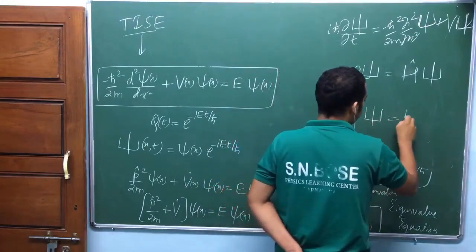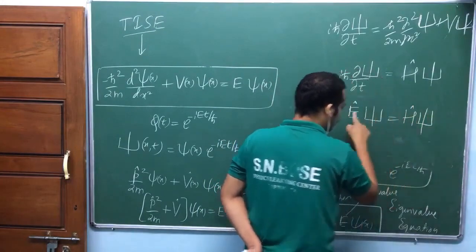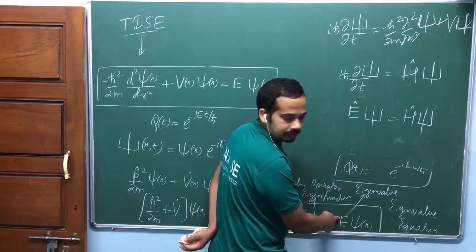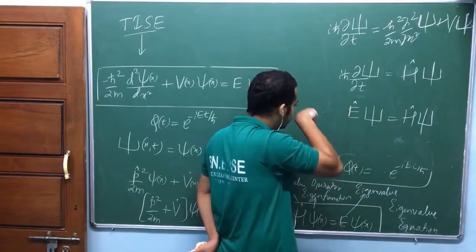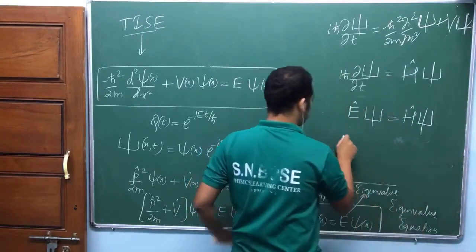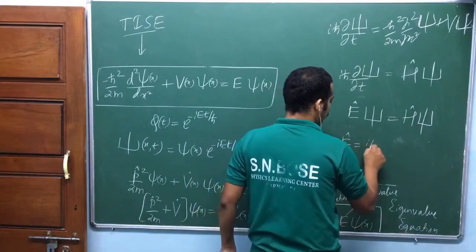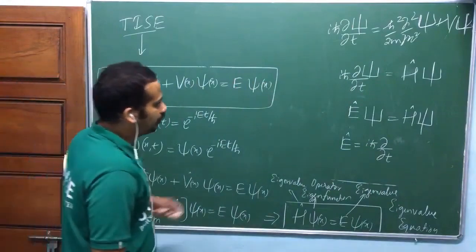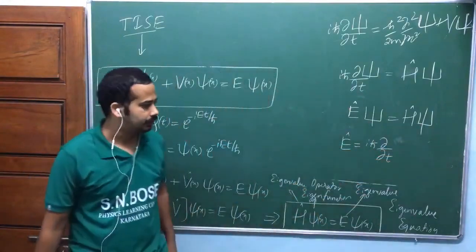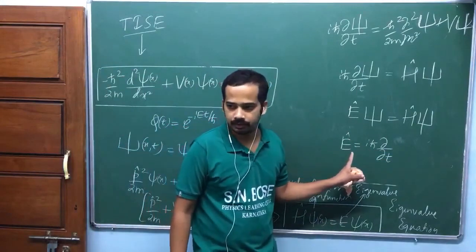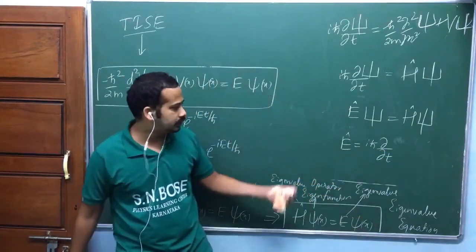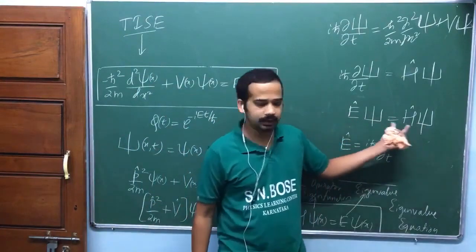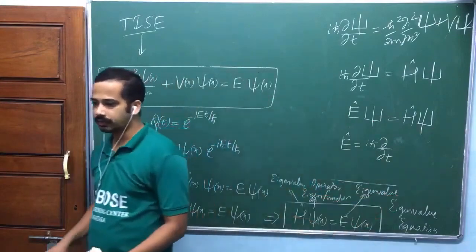E cap psi is equal to H cap psi. This E cap is not this E. That is a scalar, a constant, with no cap. This is E cap. We are going to write E cap is equal to I h bar dou by dou t. You know already what H cap is. Now this is the way of seeing the time dependent Schrodinger equation. We call this also the energy operator. Not much use of this one, okay? Later we shall see E cap plays a similar role to H cap. In place of H cap we can place E cap while solving any problem.